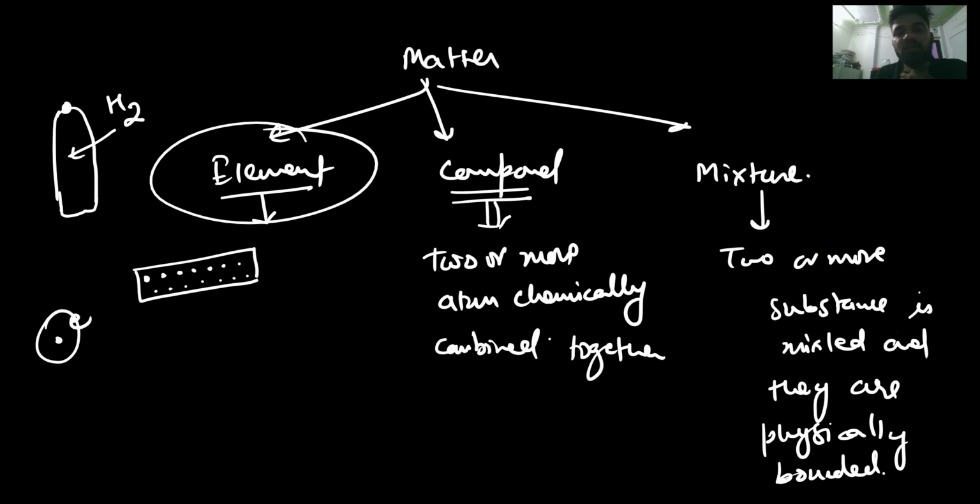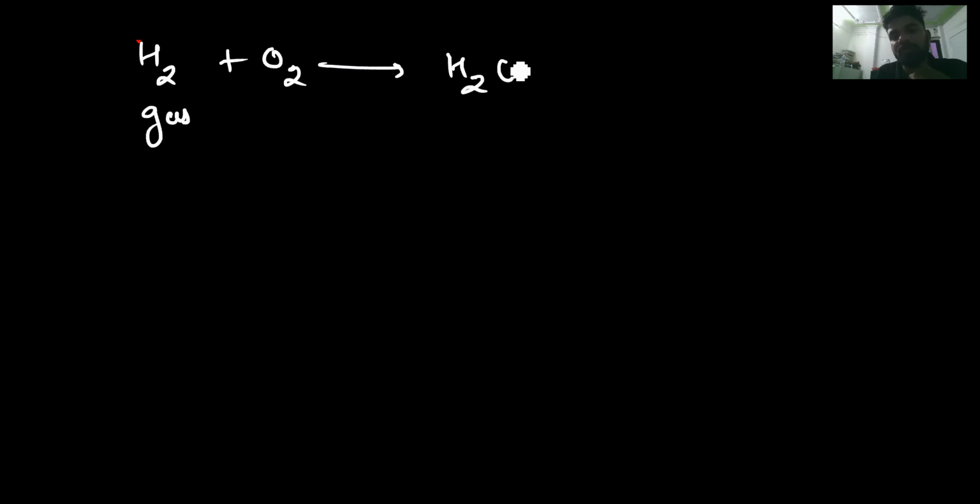You know that when a compound is formed, hydrogen and oxygen do not show the properties of hydrogen and oxygen in water. Why is it not showing the properties? Can anyone in the class give me the idea? Let me explain this: this hydrogen gas and this oxygen gas form water. Now let's take the example of the atom.